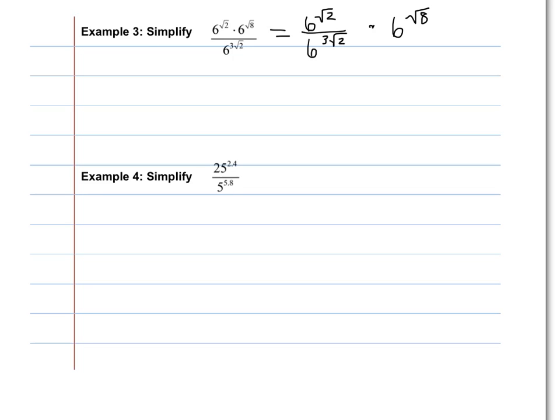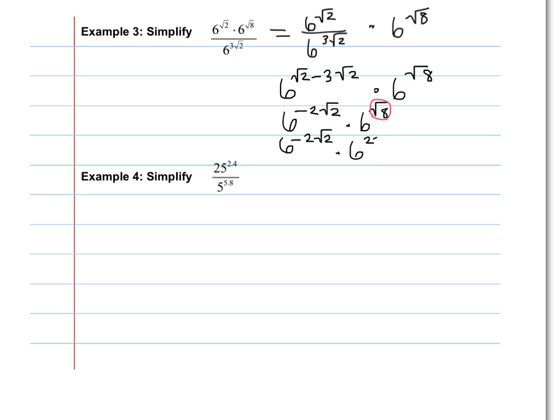So what I'll do is first simplify this division here. Whenever we have like bases, we can subtract exponents. So this is 6 to the root 2 minus 3 root 2 times 6 to the root 8. Okay? And so if I do that subtraction, then I get 6 to the negative 2 root 2 times 6 to the root 8. And then finally, let's just simplify that root 8, because if we break down root 8 it is 2 root 2. So we have 6 to the negative 2 root 2 times 6 to the 2 root 2.